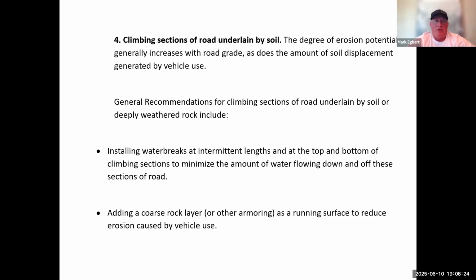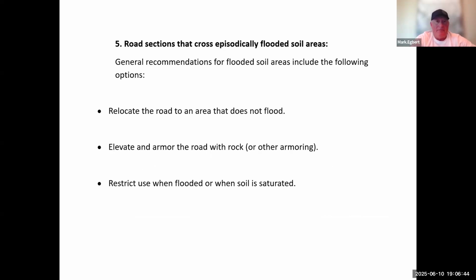Changes of slope are also areas where you want to pay attention. So again, the degree of erosion increases with the grade of the slope. And again, installing water breaks at more intermittent periods and adding armoring to the surface. And again, this is somewhat where roads cross areas that get flooded every once in a while.